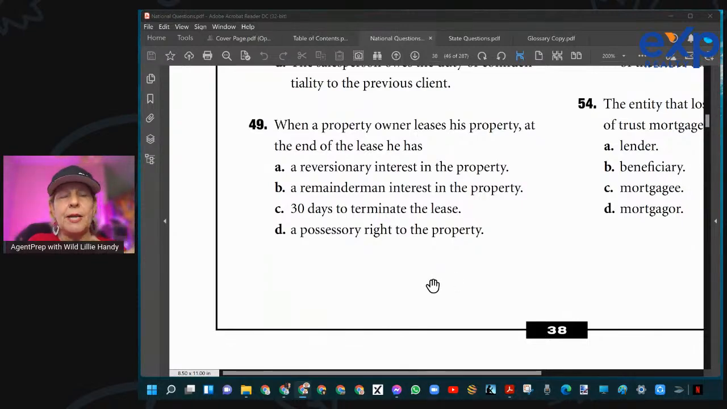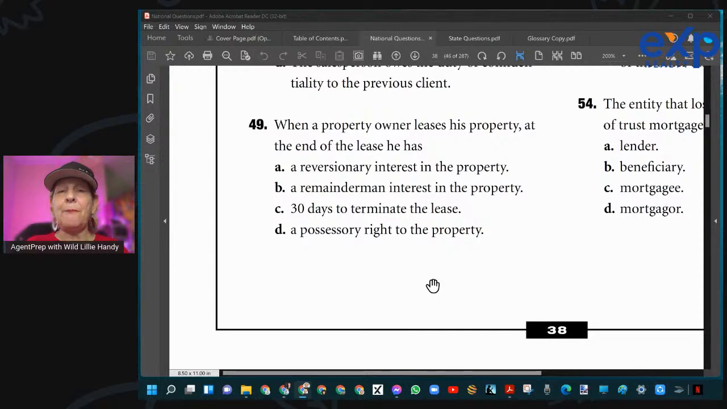Okay, 49. When a property owner leases his property, at the end of the lease, he has what? A, a reversionary interest in the property. B, a remainder man interest in the property. C, 30 days to terminate the lease. Or D, a possessory right to the property.